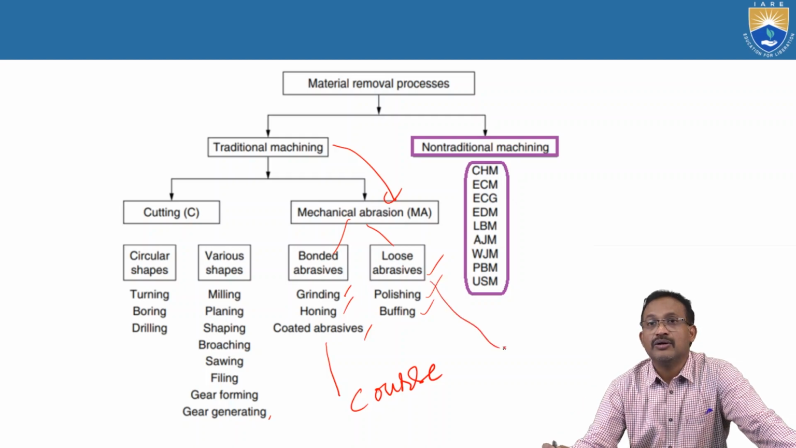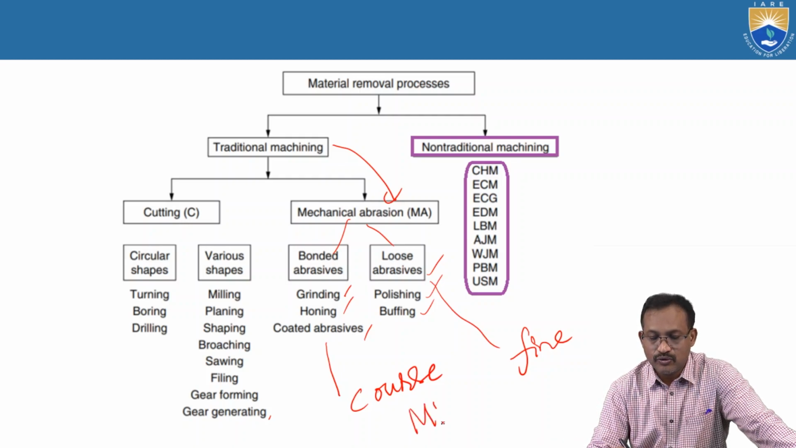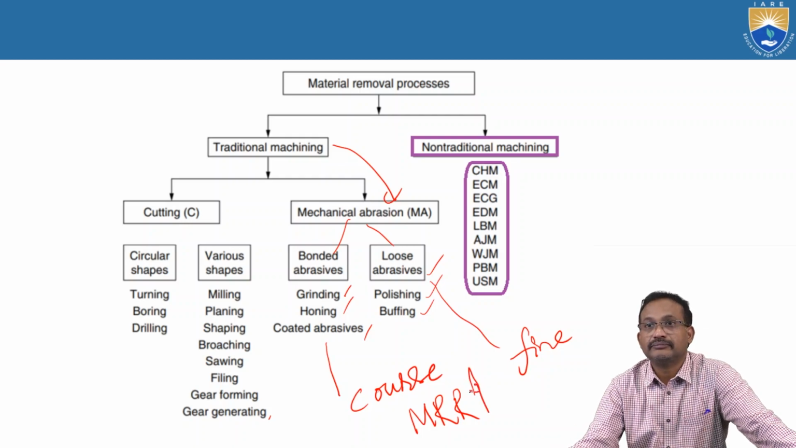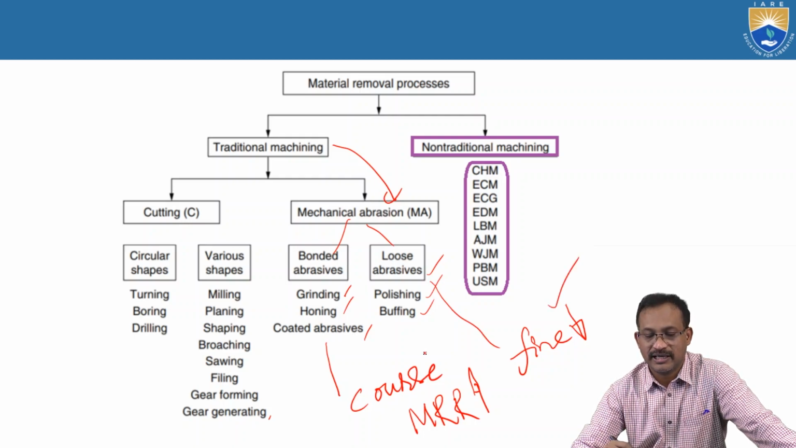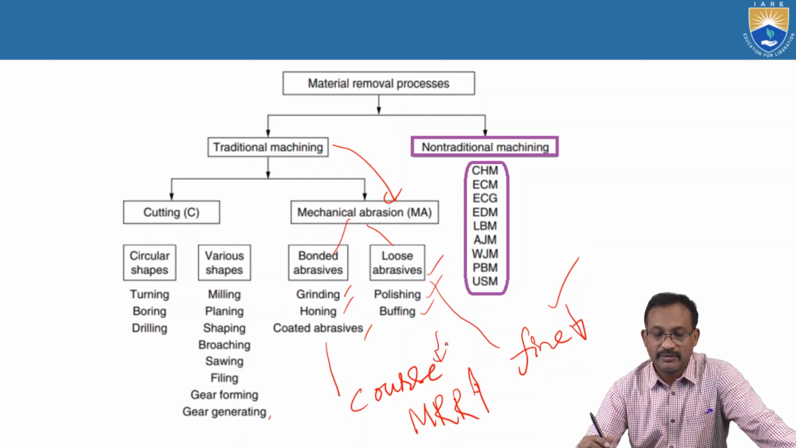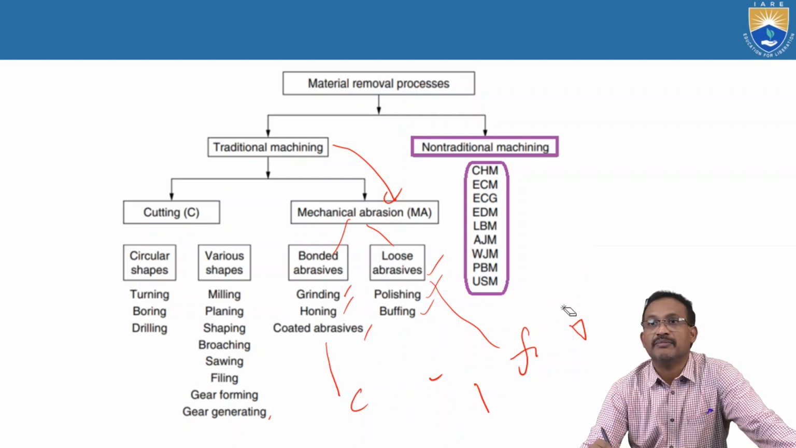Under loose abrasives we will get fine finishing. Here the material removal rate will be a little higher, and in this the material removal rate will be lower. But here the surface finish will be higher, and here the surface finish will be lower. So that is the main difference between bonded abrasives and loose abrasives.